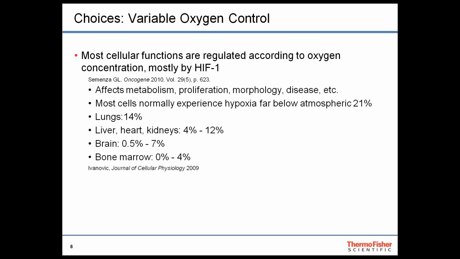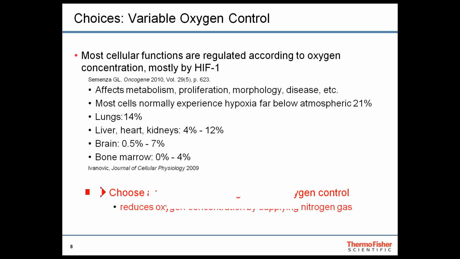So I have some examples here, including lungs with 14% oxygen content. Liver, heart, and kidneys are more hypoxic with concentrations varying from 4 to 12%, and so on. So my message here is that to best simulate conditions in the body, you might consider choosing an incubator that offers a tri-gas option, which reduces oxygen concentration by supplying nitrogen gas.